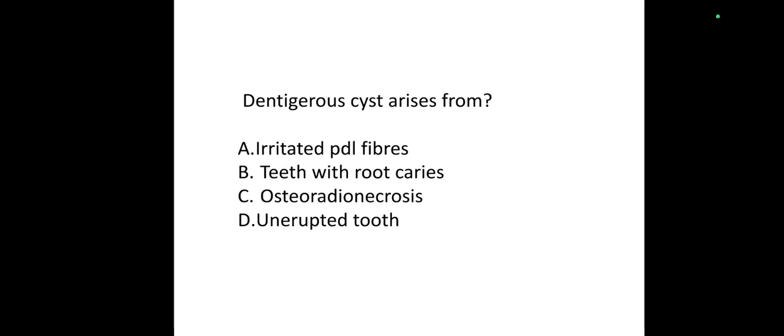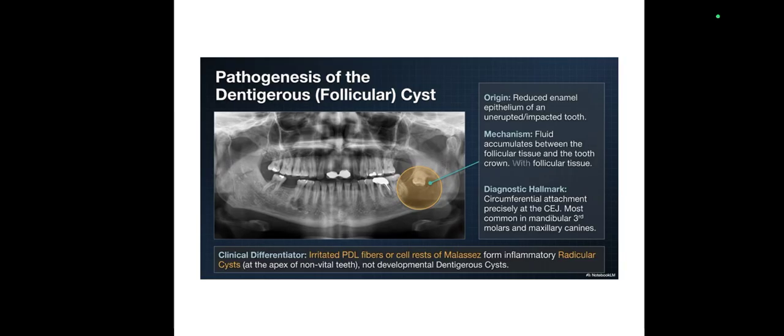Let's move to oral pathology with question number 6. Dentigerous cyst arises from, our options are irritated pedial fibers, teeth with root caries, osteoradionecrosis, or unerupted tooth. Let's study the pathogenesis of a dentigerous or follicular cyst.